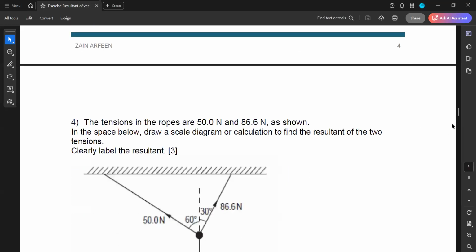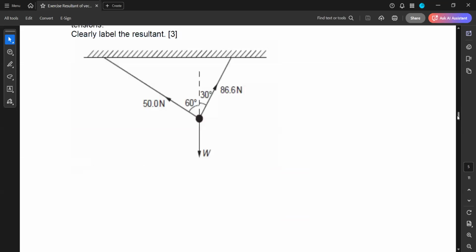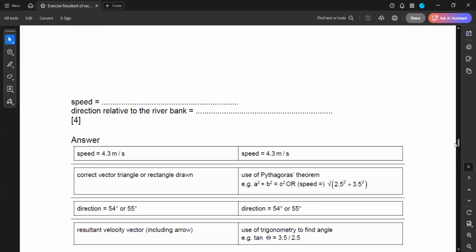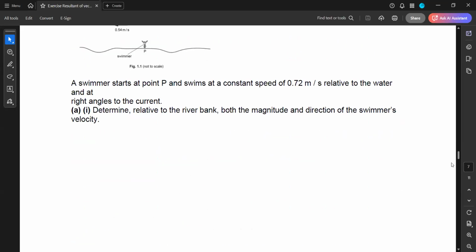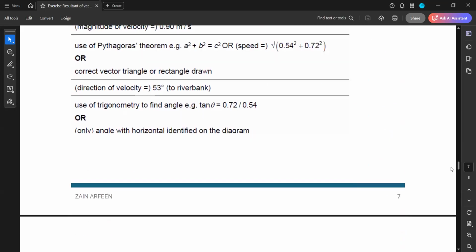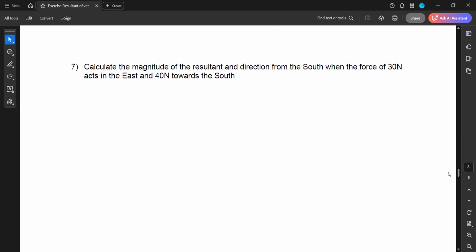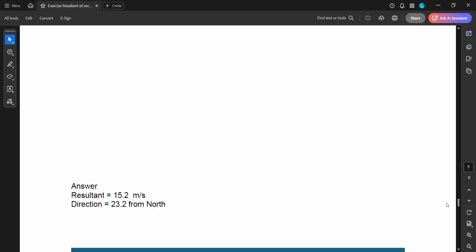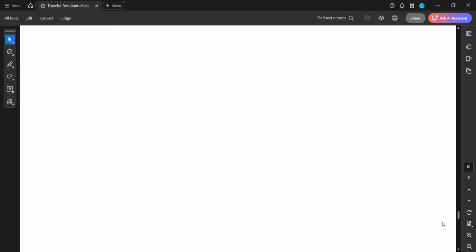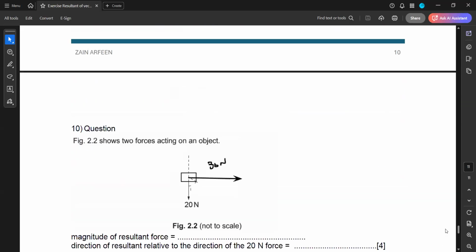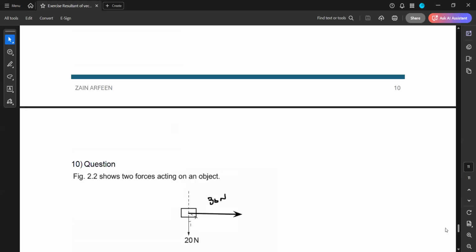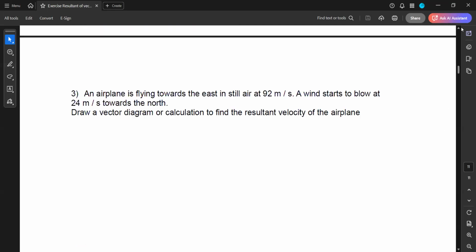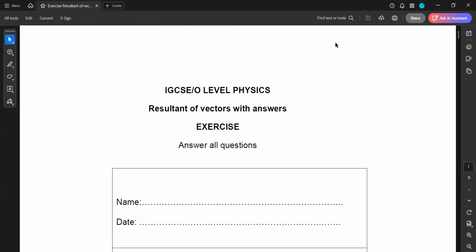So the whole exercise has questions in which the vectors are 90 degrees to each other. You will solve them, and the answers are also given, so you can cross-check whether your answer is right or wrong. It's just a practice sheet, so you don't have to submit this. Just solve, and check whether your answer matches the marking scheme answer. I have already shared this exercise on WhatsApp.